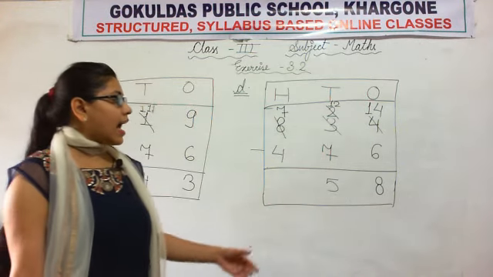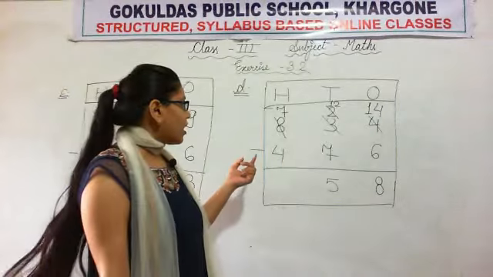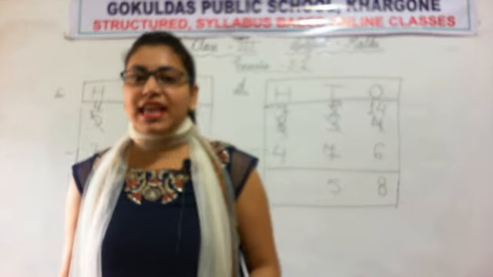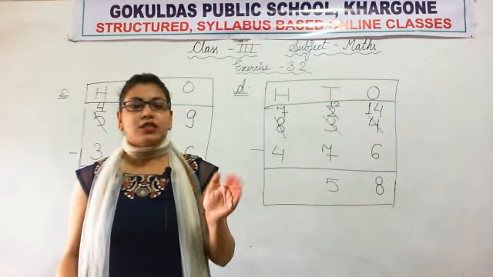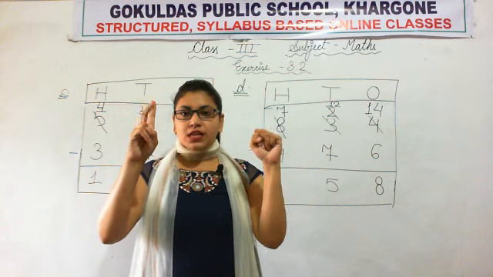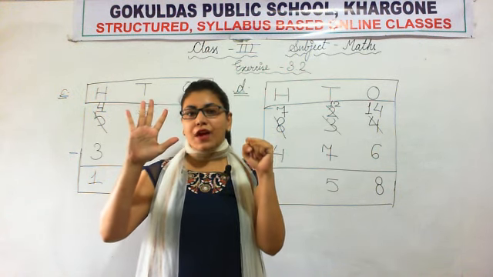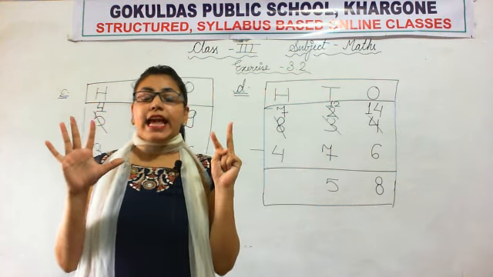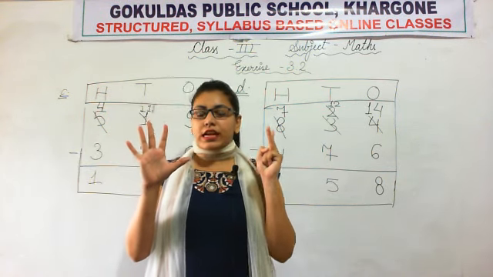Okay. Now the last column, that is of hundreds column. 7 minus 4. Can we remove 4 from the 7? Yes, we can. So let's count 7 fingers. 1, 2, 3, 4, 5, 6, 7. Now minus 4. So we'll take away 4 fingers.